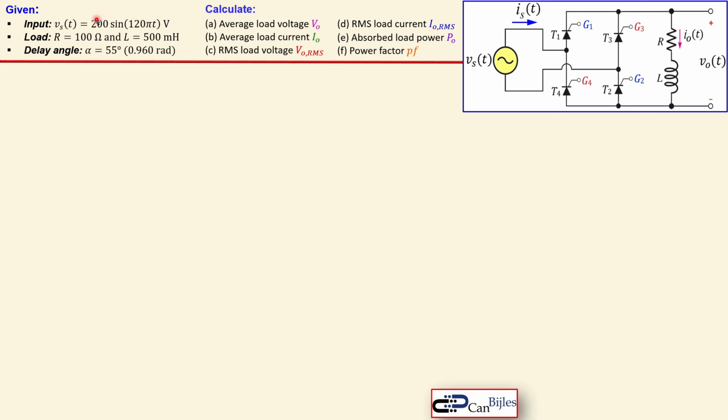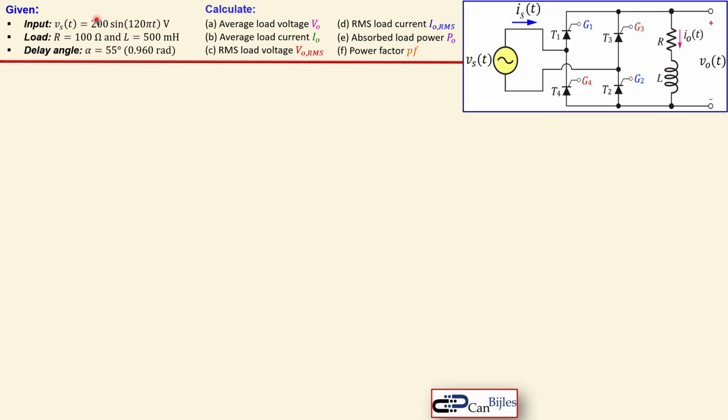Again, the same configuration as we discussed in the previous full-wave controlled rectifier, where we see the 4 thyristors and the gating signals G1 up to G4. The delay angle is again alpha of 55 degrees as before. The only change from the previous example is that the L is increased from 50 millihenries to 500 millihenries. So we will see what the effect is on the values. We again calculate the average load voltage, the average load current, etc., and we'll also compare the results in this example.